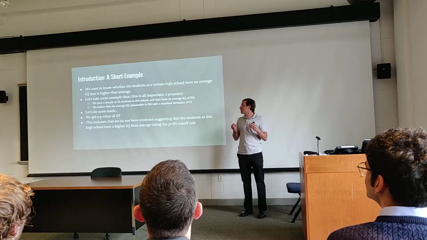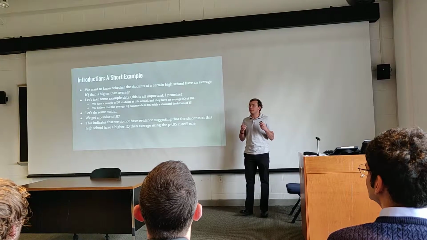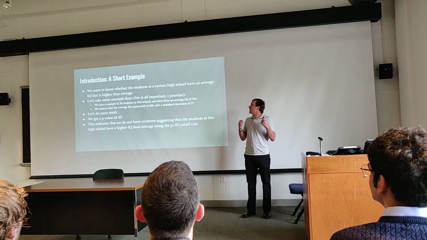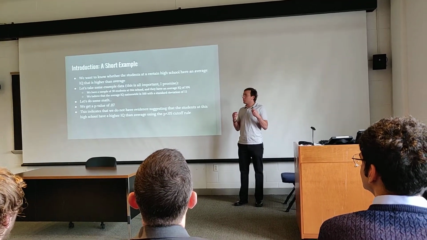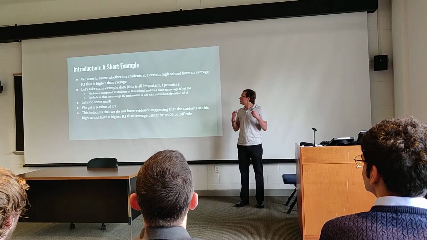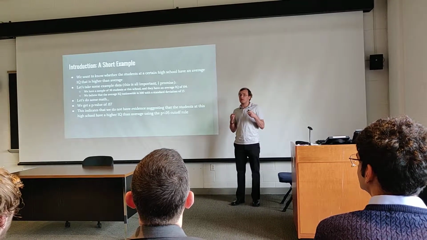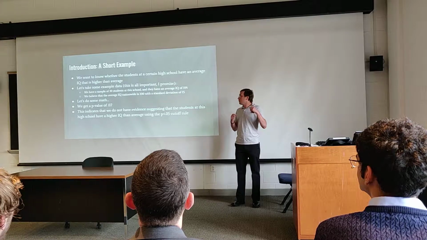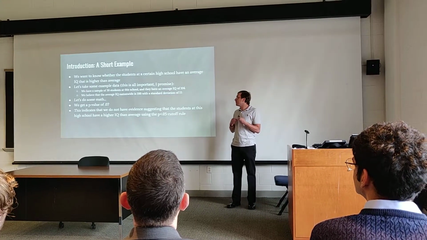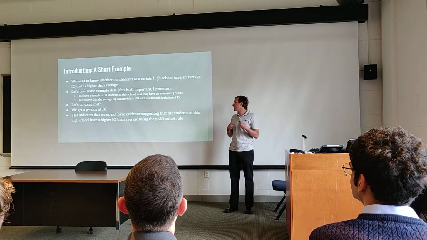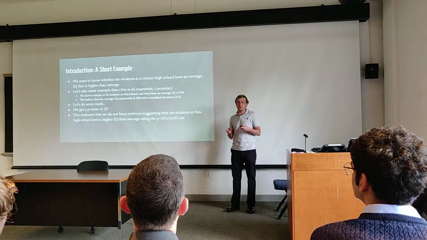And that was a lot of words, so we're going to do an example to make it make a little more sense. So we want to know whether the students at a certain high school have an average IQ that is higher than the nationwide average. So I made up some example data. We've taken a sample of 30 students. They have an average IQ of 104, and we're working off of the commonly accepted belief that the average IQ nationwide is 100 with a standard deviation of 15. We're going to do some math. We're going to get a p-value of 0.07.